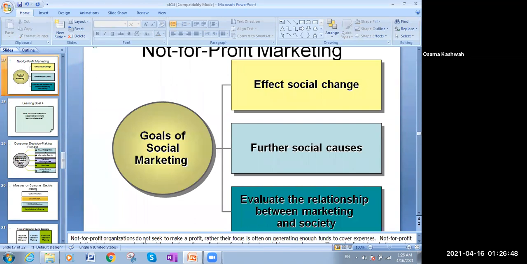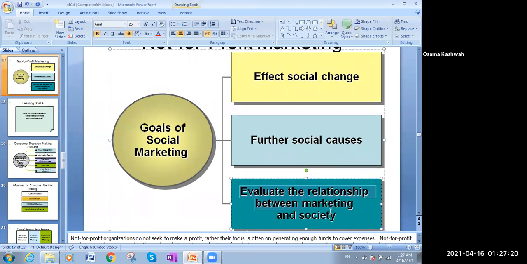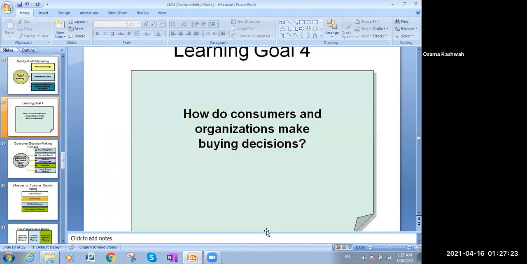We also have non-profit marketing, or what we call social marketing. For non-profit, for example, like COVID-19 now, we promote the vaccine. This is a kind of social marketing, because it helps society develop, but it is not for the sake of profit. It affects social change, furthers social causes, and evaluates the relationship between marketing and society. And this is very important.